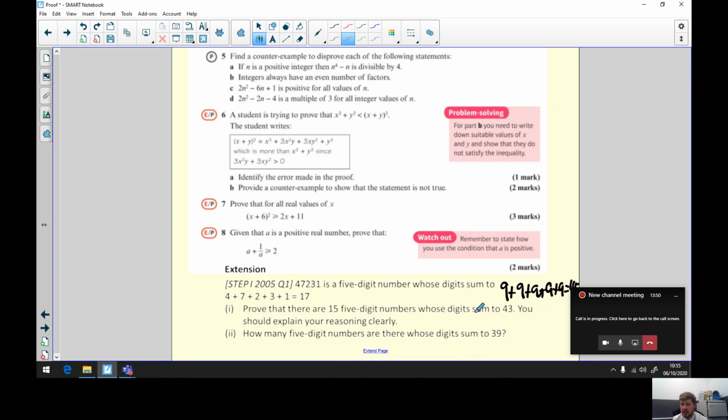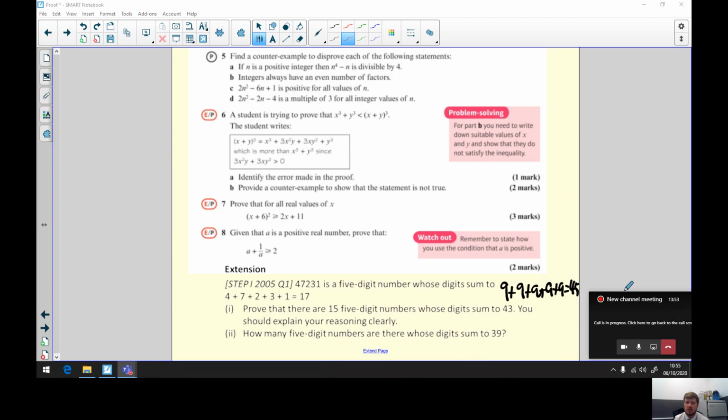Okay, I'd like you to pause it now and have a look at this question. I've written a little hint for the step question if you'd like to have a go at that, but that would conclude the teaching.